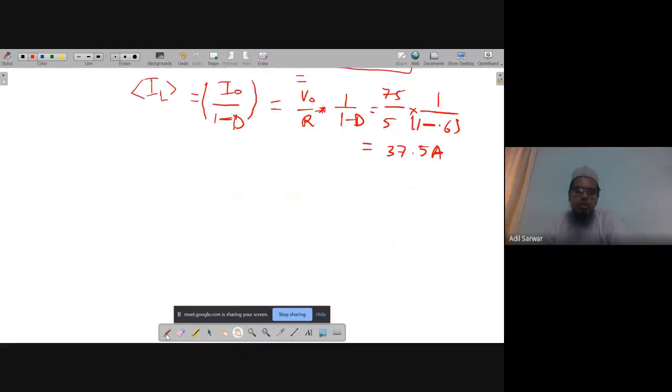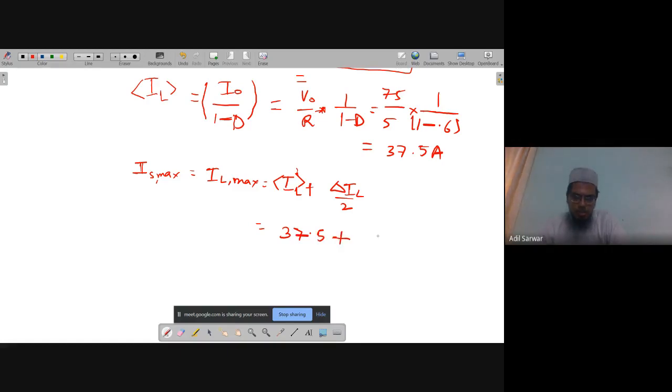Now finally, what would be your IS max? The peak value, I told you, is IL max, and this is equal to IL plus delta IL by 2. IL is the average inductor current, which we found out to be 37.5. And earlier we found delta IL also. Delta IL was 5, so this divided by 2, and we get finally 40 amperes.